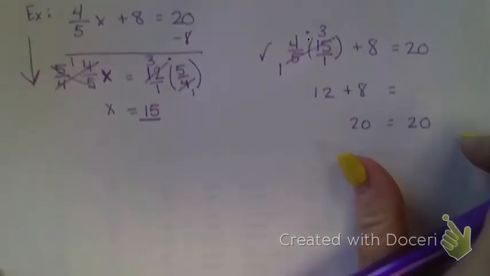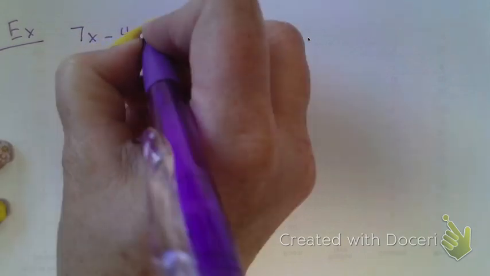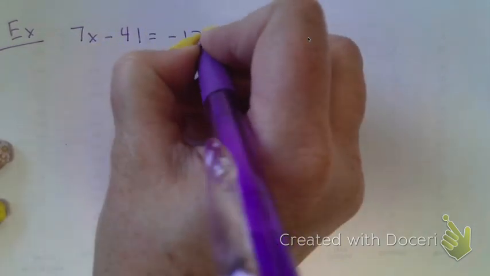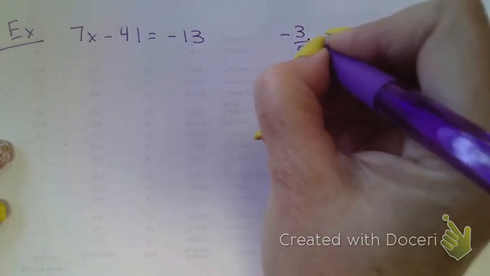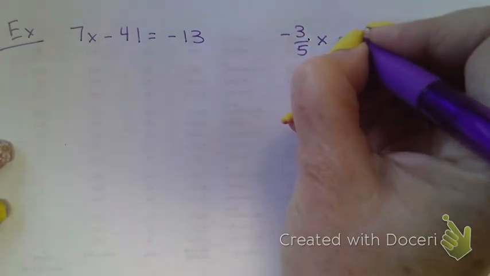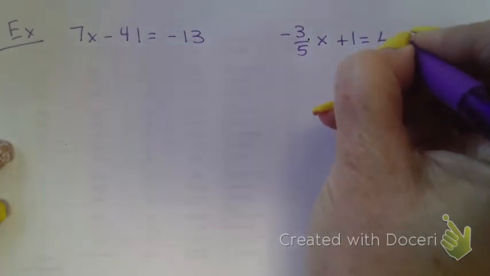Okay, so let's see. I'm going to give you one on your own. How about I give you 2? 7x minus 41 equals negative 13. And negative 3/5 x plus 1 equals 4.